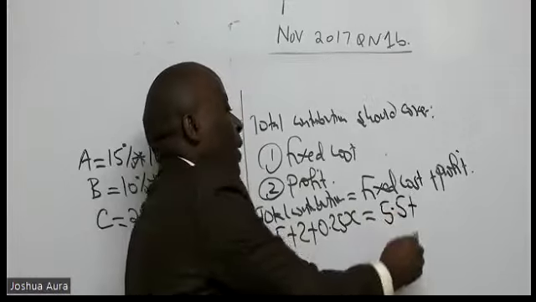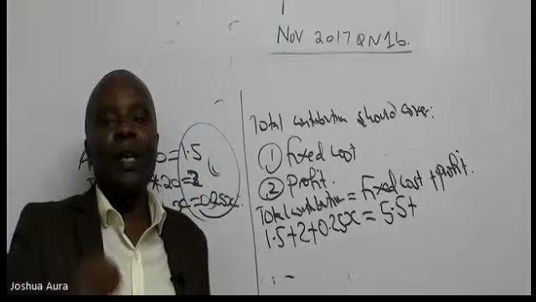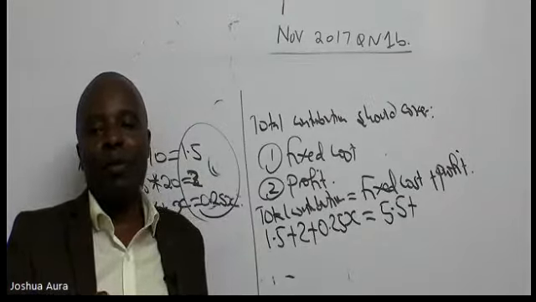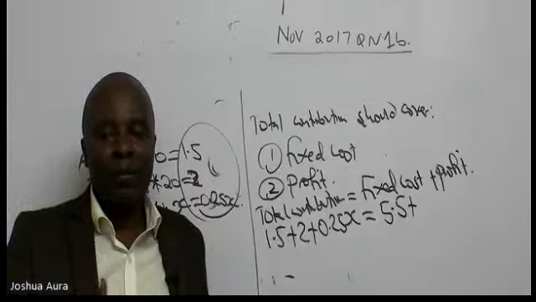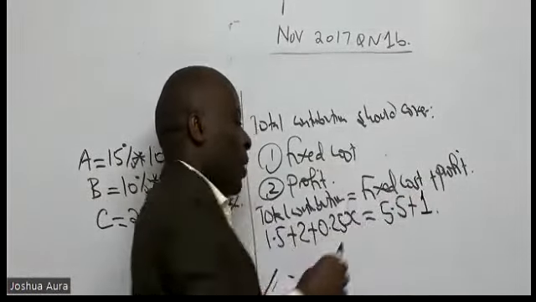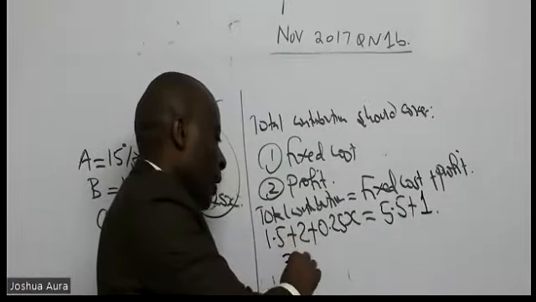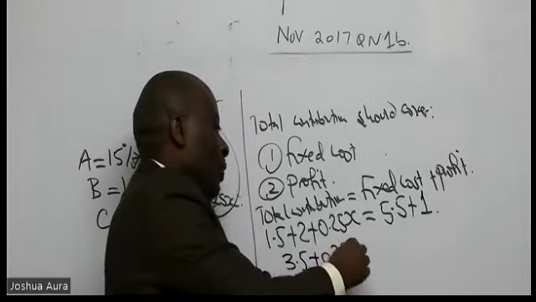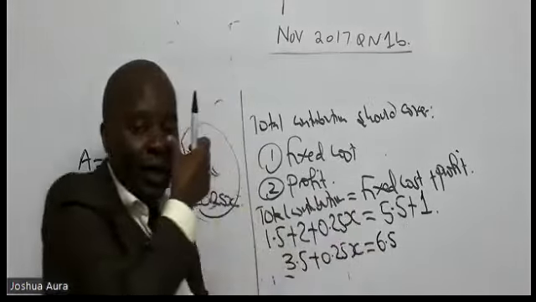How about profit? Is there any profit that these guys are envisaging to get? Any profit they're targeting to get? Yeah, it's 1 million, isn't it? All my figures are in millions. So in this case here, we have a profit of 1. So then this will give me 3.5. So 3.5 plus 0.25x should be equal to what here, somebody? Should be equal to 6.5 million.